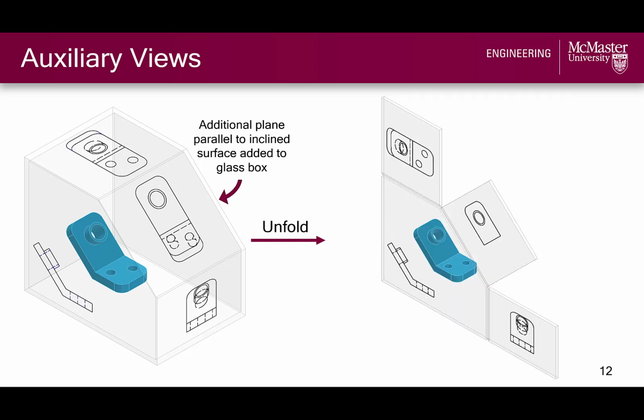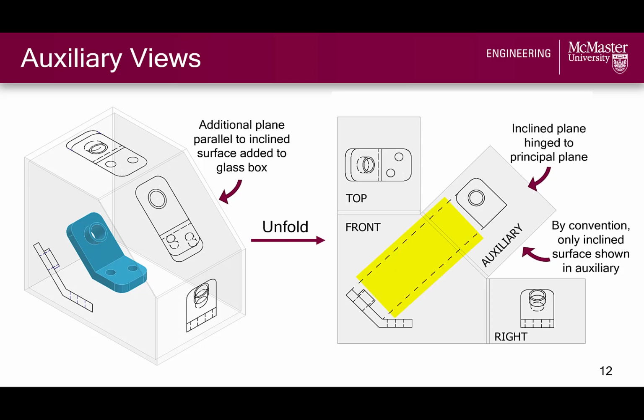Here we've decided to hinge the projection plane off the frontal view, so when the box is unfolded, we end up with this placement of views where straight construction lines can be drawn relating features on the front and auxiliary view. Note the convention is to show only the inclined surface in the auxiliary view, and again in this example, we have hinged the auxiliary view off the front view, but we could have selected the top or right view for this purpose instead.